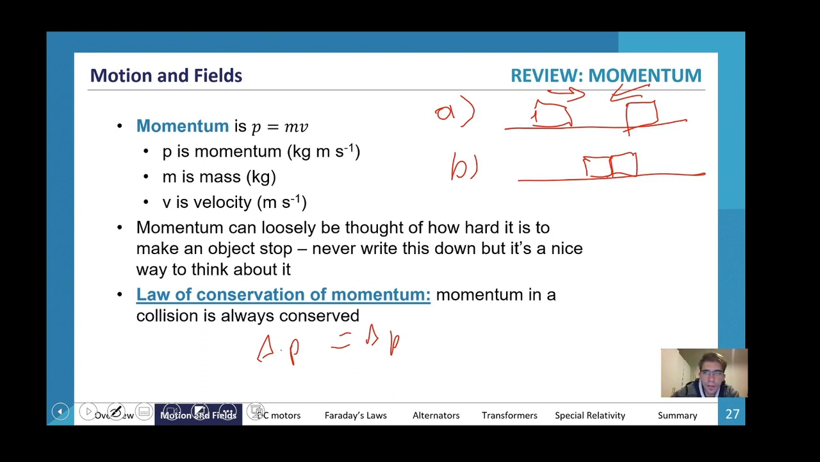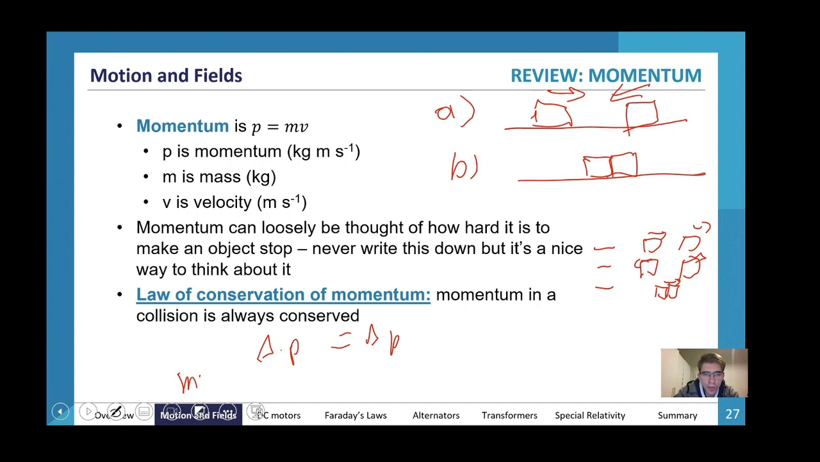In this case, there are three scenarios that can happen. Usually with momentum questions, there are again three scenarios, just like with projectile motion questions. The two objects collide and then they move together in the same direction separately. They collide and they move in opposite directions separately. Or they collide and they move in the same direction but combined, attached to one another.